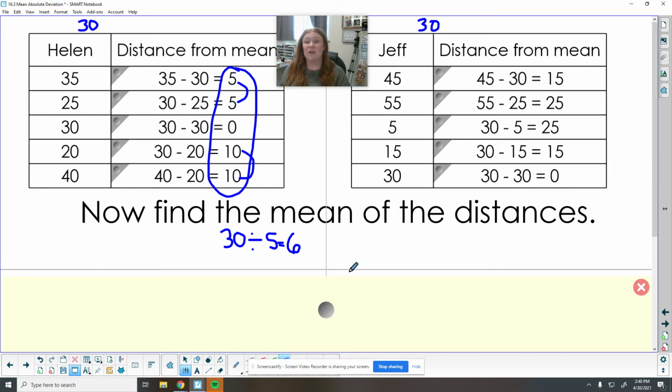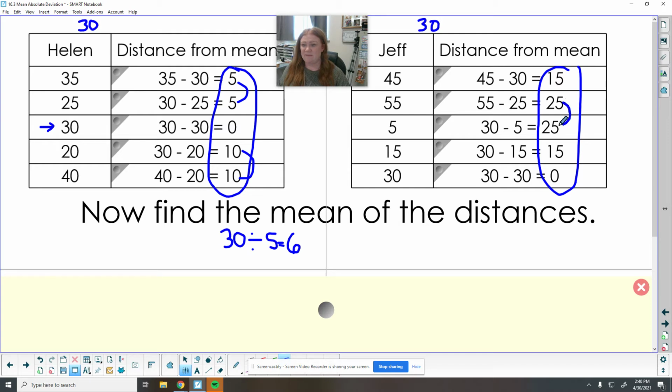So let's take a look at Jeff's data here and see how much his is spread out. So hers is not spread out too much. All of the numbers are fairly close to the average of 30. Some a little bigger, some a little smaller. Let's see how Jeff's measures up to Helen.